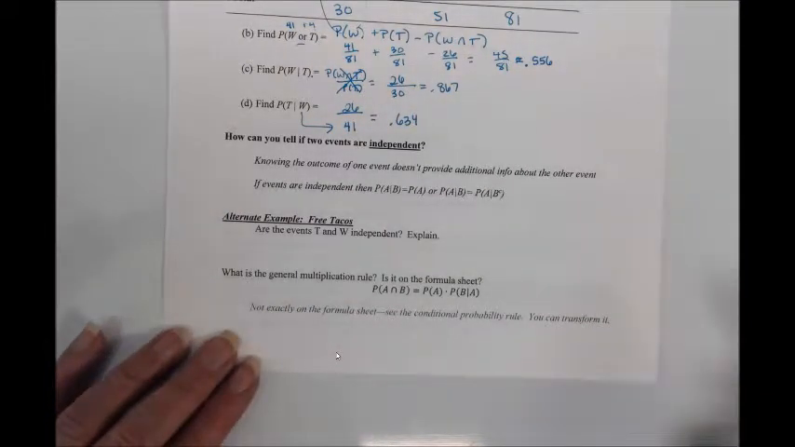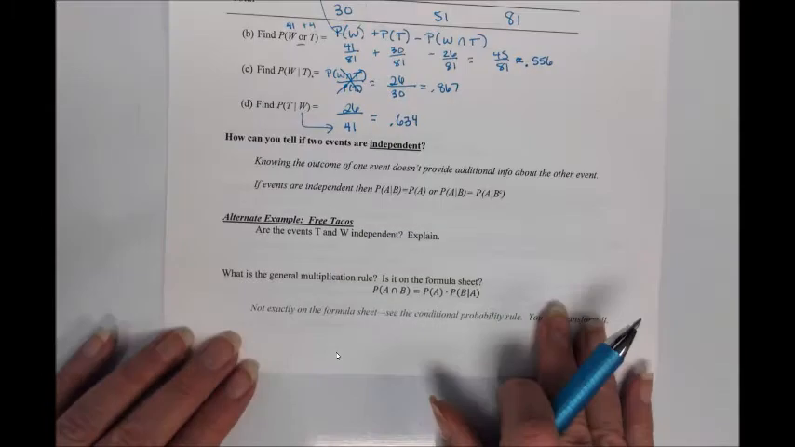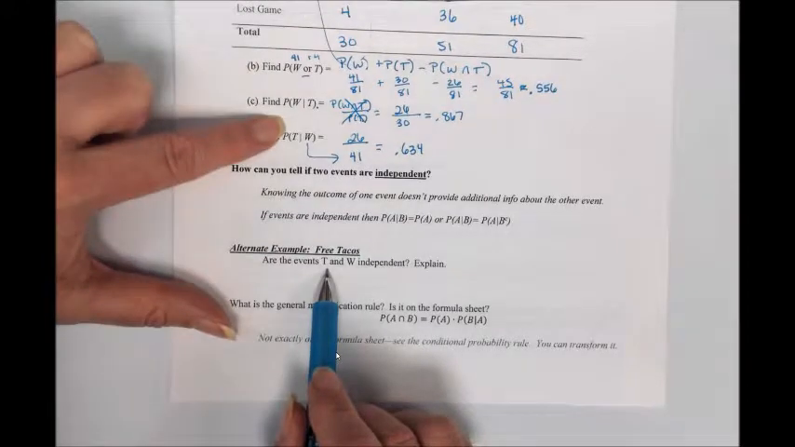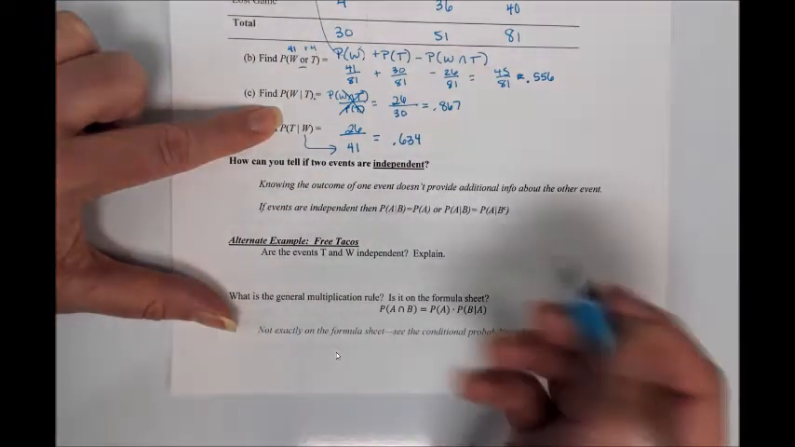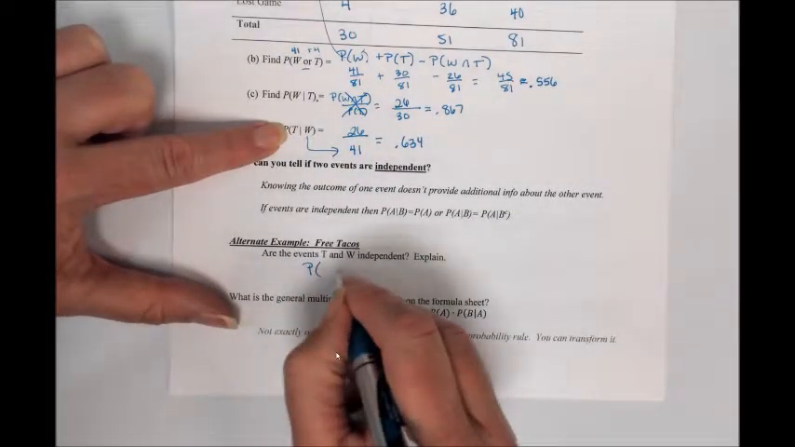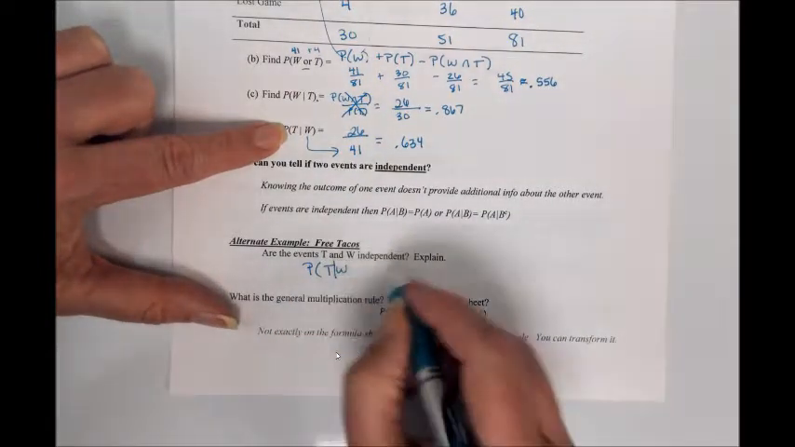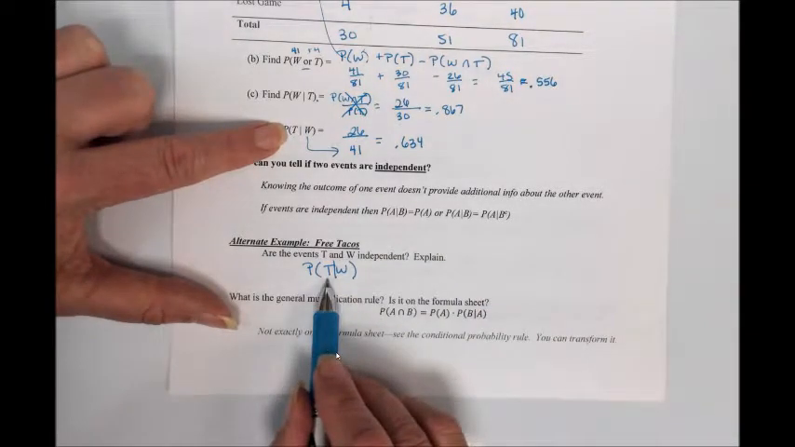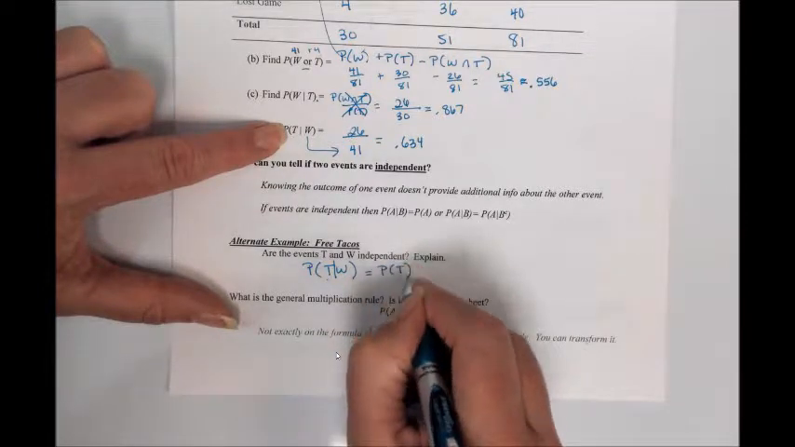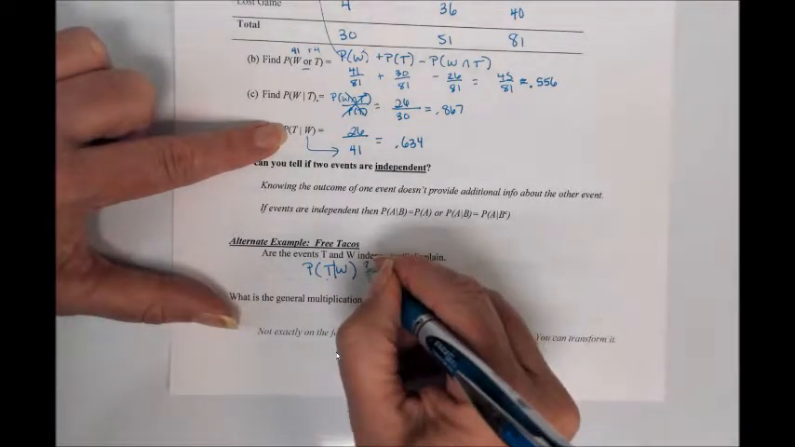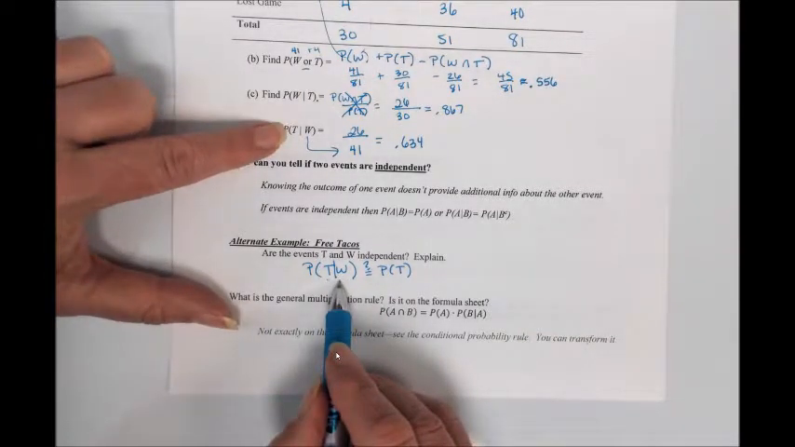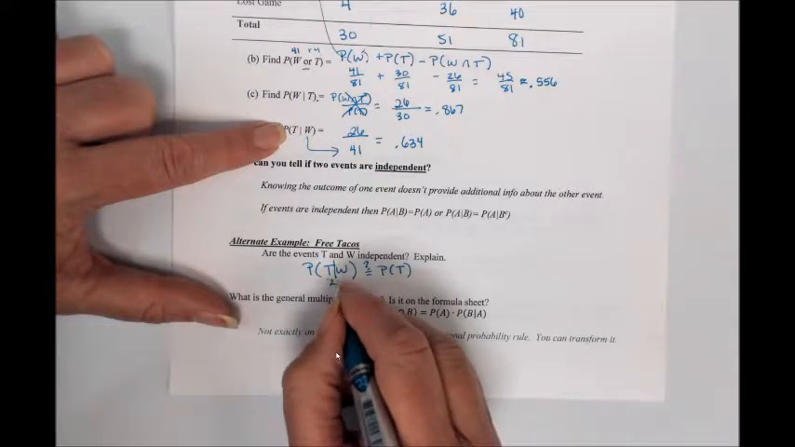So I think we're going to find that they're not independent, but I can't just say what I just said. So I can actually use the information that I just did, and we already have a couple of these up here. I'm just going to pick one, so I'm going to pick this one. If they're independent, then the probability of getting tacos given that they won would be the same as just the probability of getting a taco. So I want to know if these are equal or not. I already calculated this one: 26 out of 41.